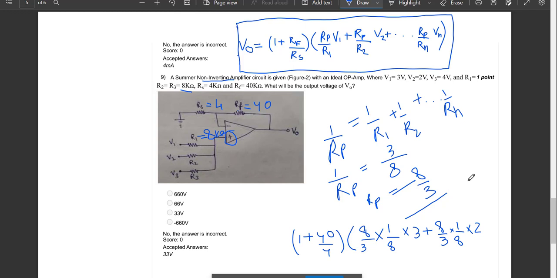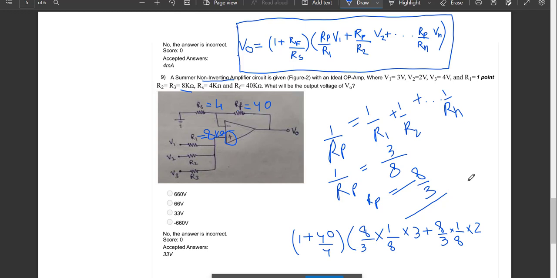Ma'am, instead of using that formula, why don't we apply KCL at the inverting input and find the potential at the inverting input? Yes, we can do that, but generally you can do that if you have a circuit which you have not seen earlier. But if you start applying KCL and KVL to all the circuits, then you will take a lot of time to solve this kind of question.